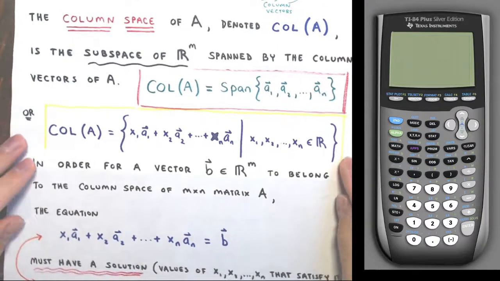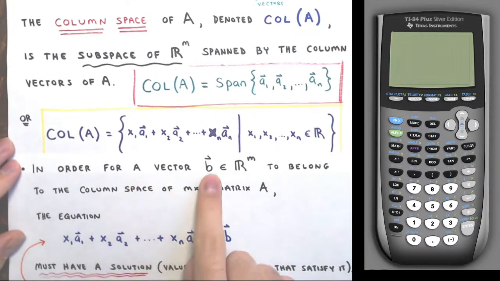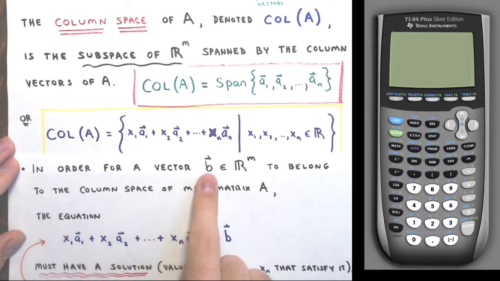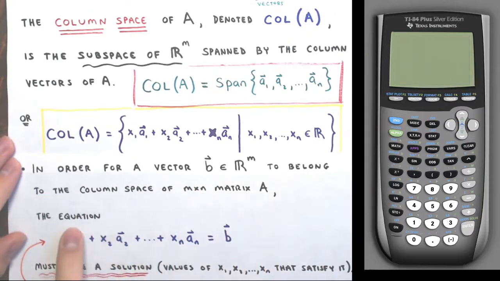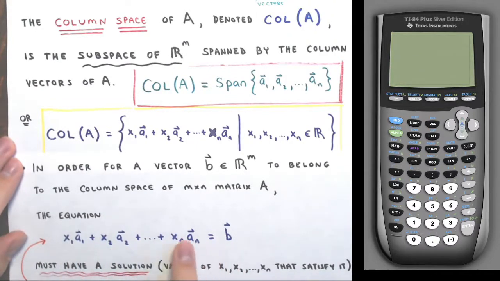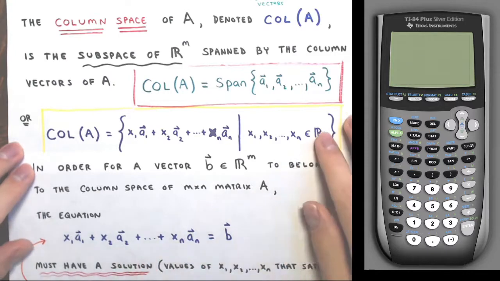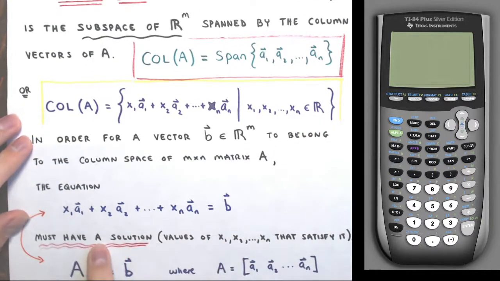I wrote that here. In order for a vector b, which belongs to R^m and has M components, to belong to the column space of the M by N matrix A, b must be a linear combination of the column vectors of matrix A. So the equation taking a linear combination of the columns of A, x1 times a1 plus x2 times a2 plus, all the way up to xn times an, must be equal to b. This equation must have a solution, at least one.